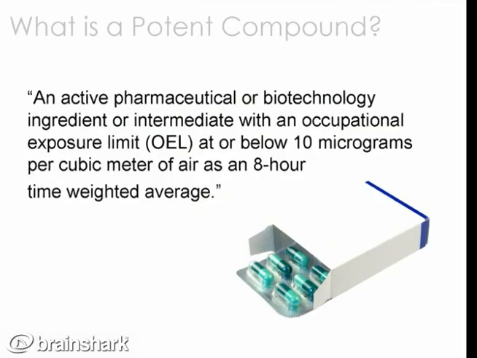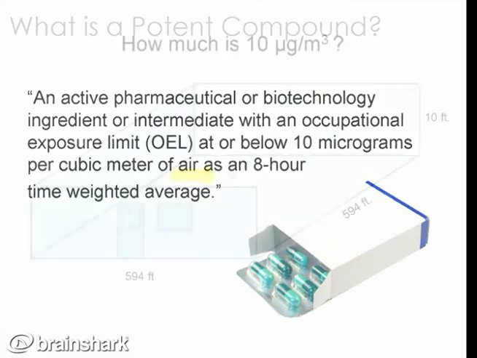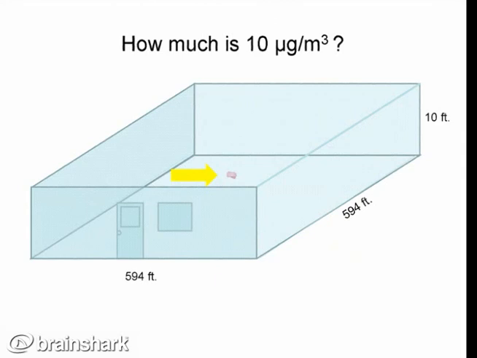And a potent compound can be an active pharmaceutical or biotechnology ingredient or intermediate with an occupational exposure limit, or OEL, at or below 10 micrograms per cubic meter of air as an 8-hour time-weighted average. So just how much material is that?